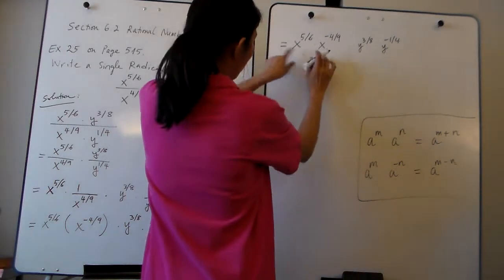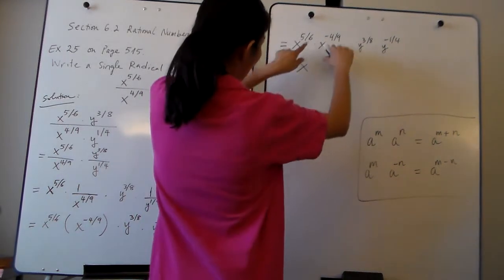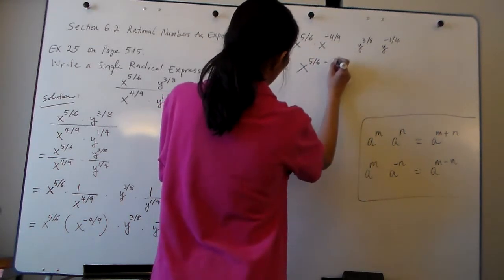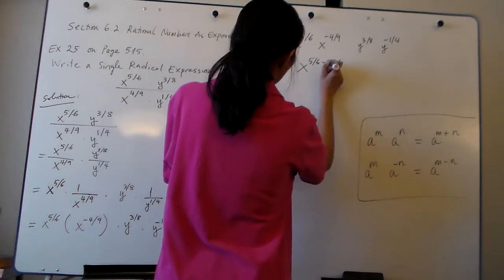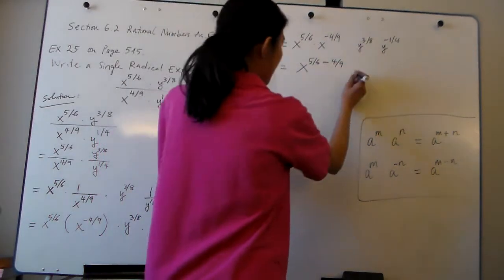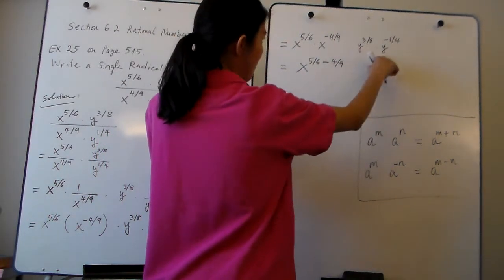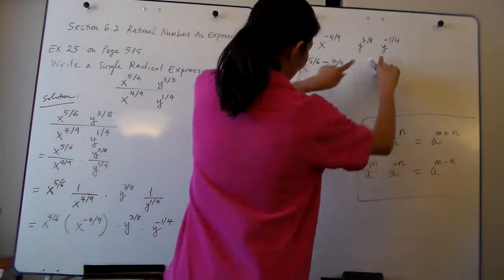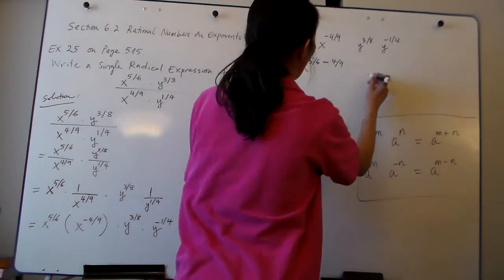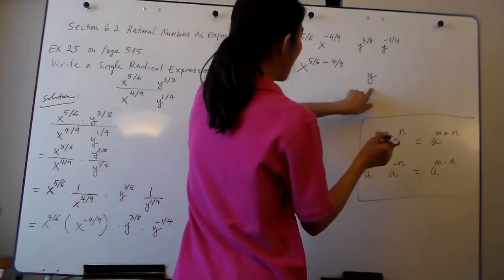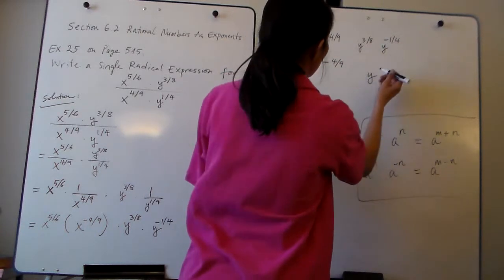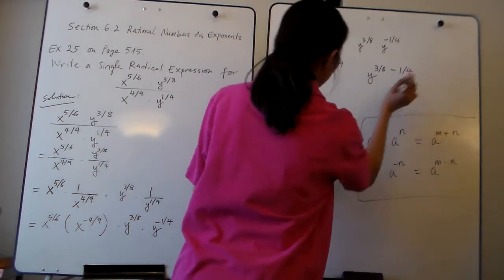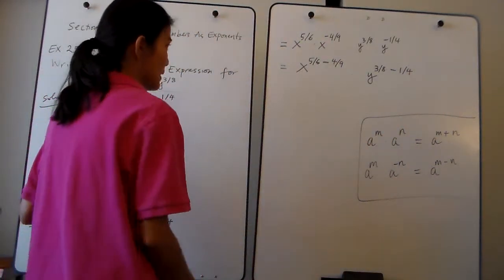Alright, same base. I'm going to combine this as one base, x, and take the difference of the exponents, 5 over 6 subtract 4 over 9. Okay? And for this, the y factors have the same base, right? You can use the laws of exponents here. So combine the two same base y to one base y, and then take the difference of these two exponents, 3 over 8 subtract 1 over 4. Okay?